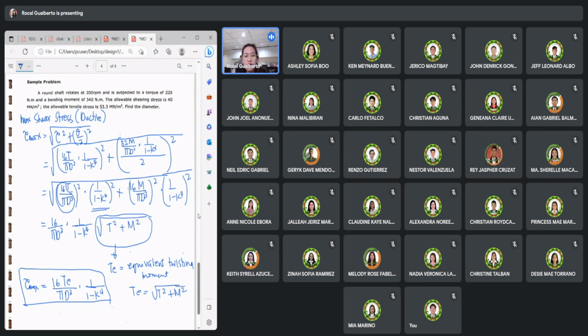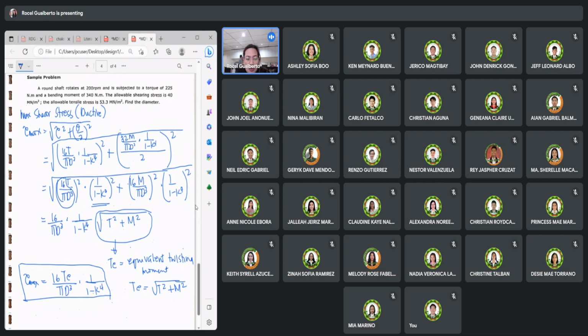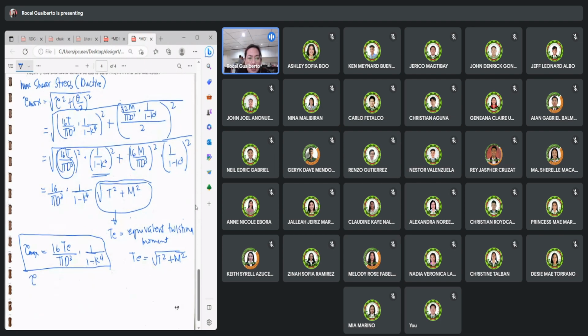Naintindihan? And what would you do with this tau maximum is to be equated to your tau d. Okay, so tau d to be equated to your tau maximum. This is for a good design, and you come up with the required dimension. Okay, so tau d should be equal to tau maximum, which is 16 TE over pi d cube times 1 over 1 minus k to the fourth. Kung solid po yun, aalsin po ulit ito. Okay, hindi po ulit yun isasama. Kung siya po ay hollow, so included po yun.